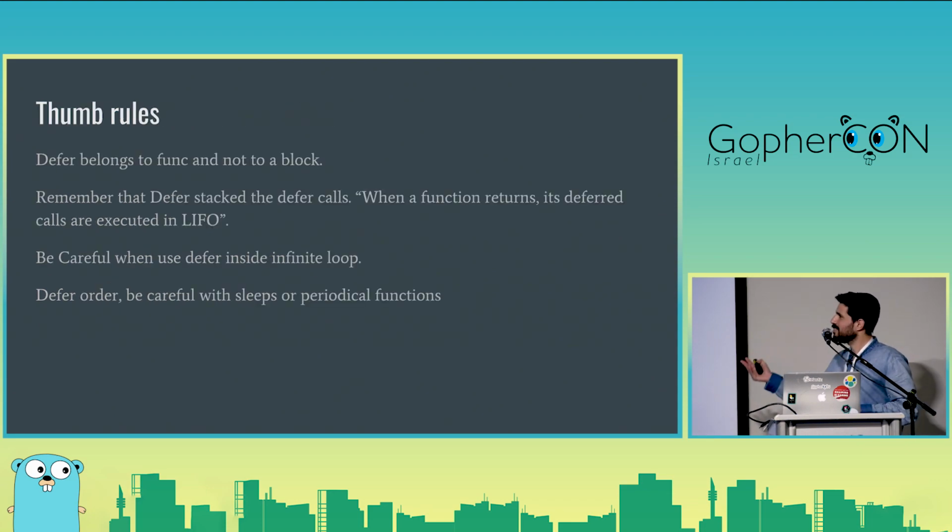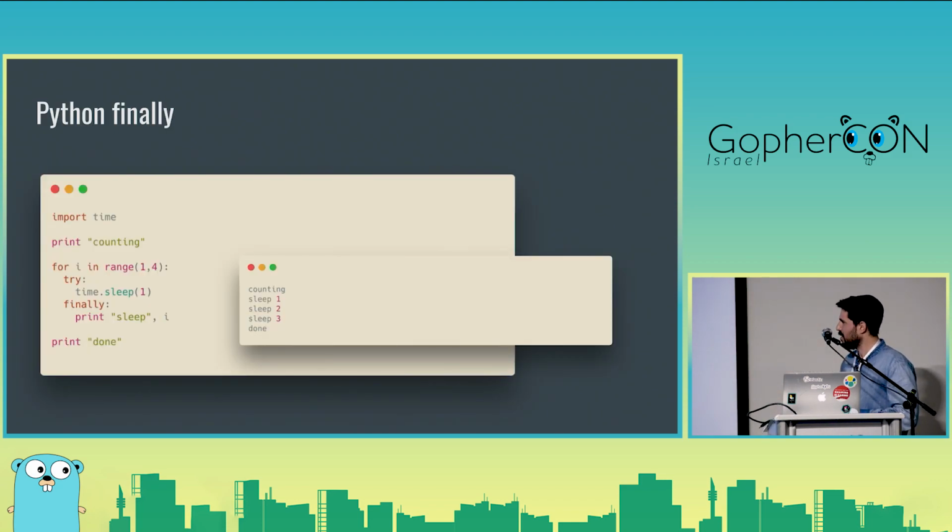So some rules of thumb. Defer belongs to a function. We already know that. Defer stacks the calls, last in, first out. We also know that defer inside an infinite loop will never be evaluated. And we want to make sure we use defer carefully with sleep. Sleep is just an example, like when we use defer in a periodic manner. For instance, here we have some sleep.